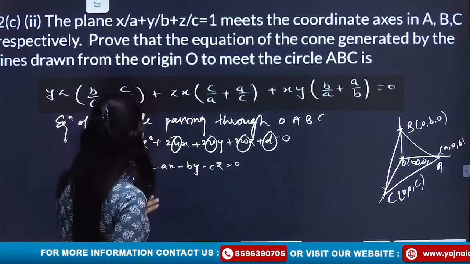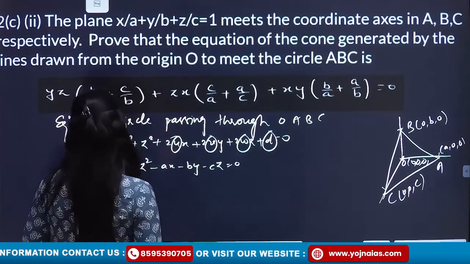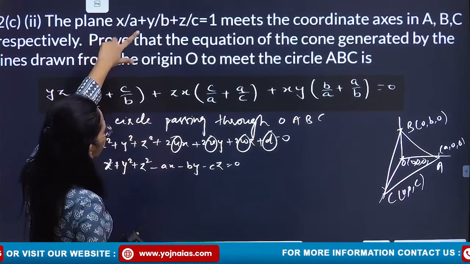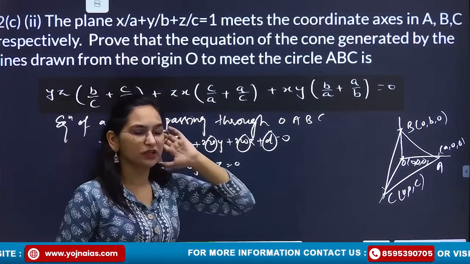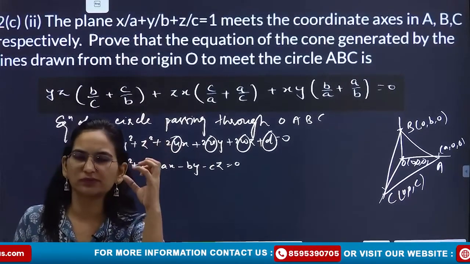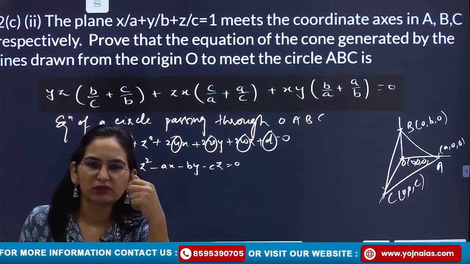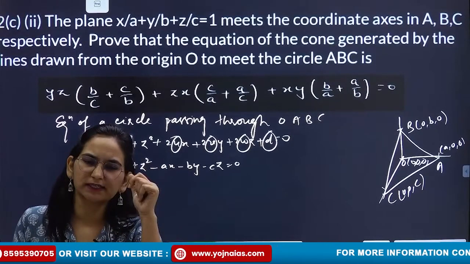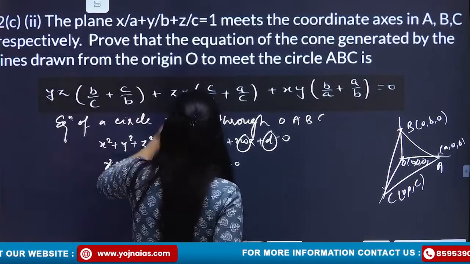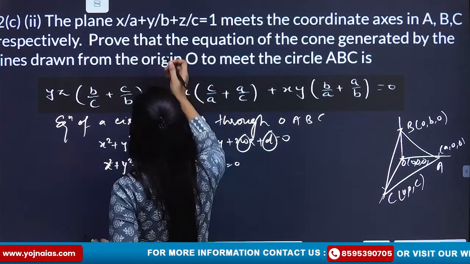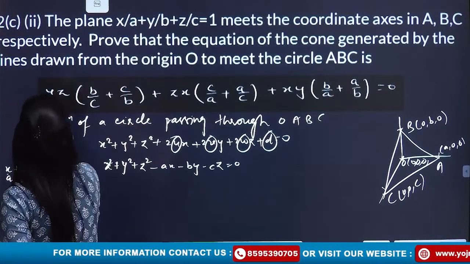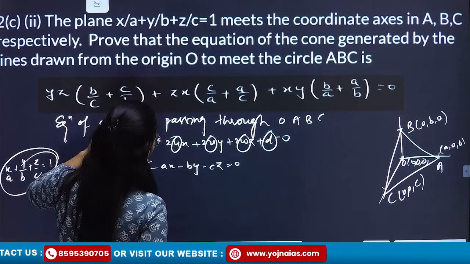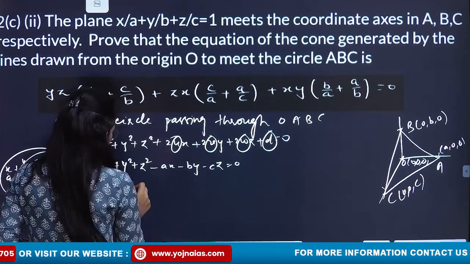Now we need to find the equation of a cone which passes through the circle and this plane, the plane they have written. What is the equation of a second degree cone? The equation of a cone which passes through the circle and plane. What we need to do is homogenize the equation. So how would you homogenize this? From equation 1, the circle's homogenized equation can be found.